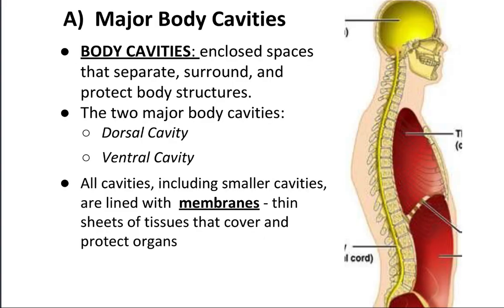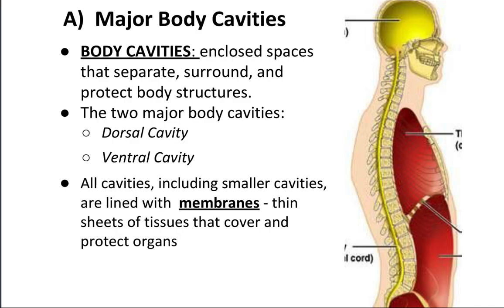Okay, so in your body, there's actually two true huge body cavity divisions. One is the dorsal cavity and the other is the ventral cavity. So cavities are enclosed spaces that separate, surround, and protect your body structures. So think of them as pockets inside your body that are capable of holding lots and lots of looser organs that aren't just muscle and bone.